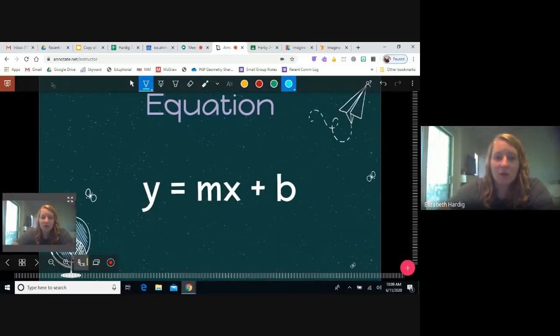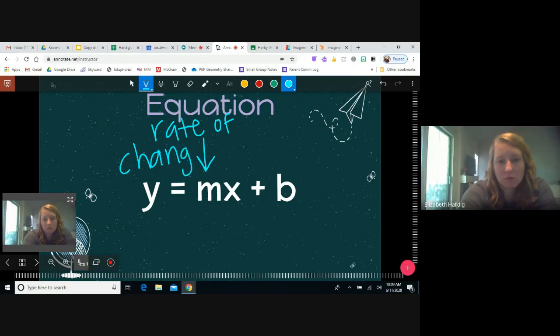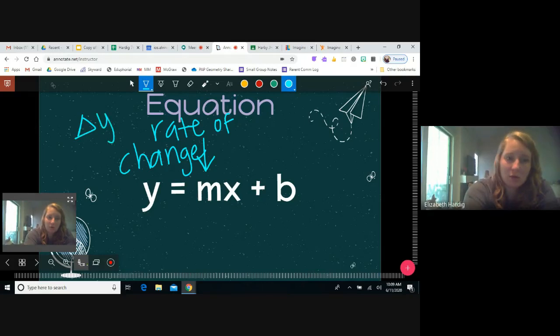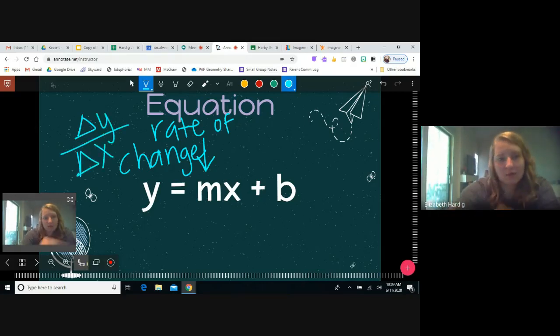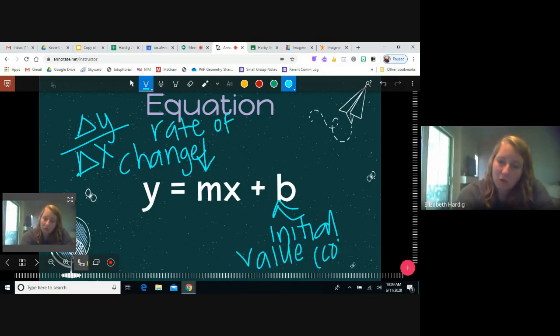So this first part of the equation, this m, that is our rate of change. It's how quickly our independent variable is changing. Remember, rate of change is our change in y over our change in x. This b is what we call an initial value, or a constant. We call it our constant because it's a number just by itself.